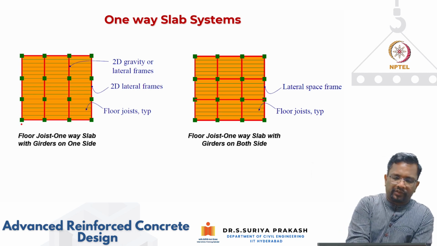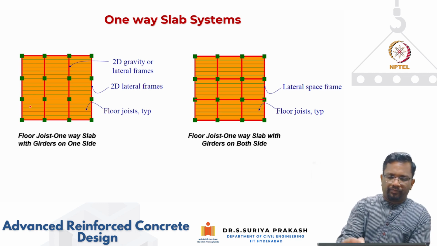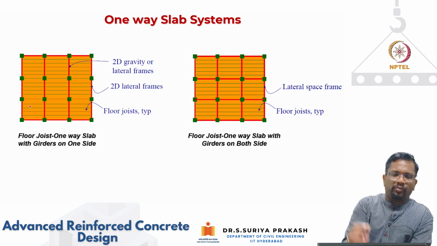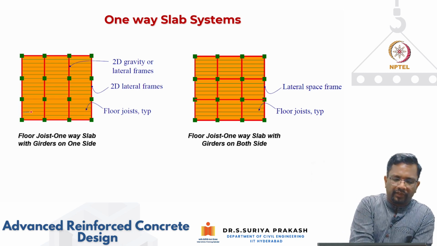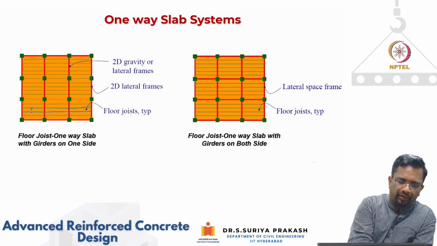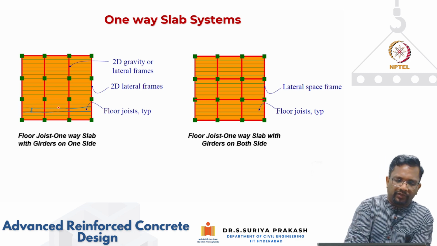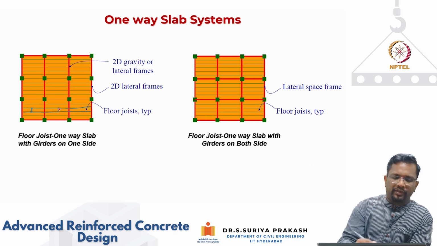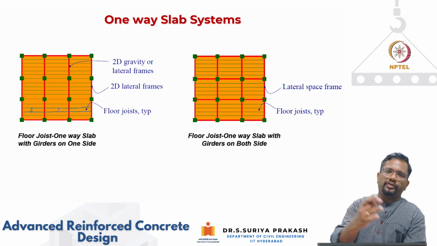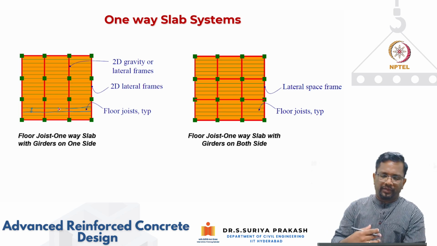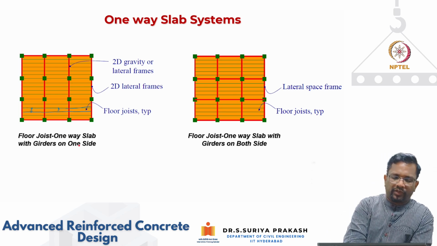Now, as we have discussed, you have a floor joist type. So these small lines that we are seeing here are basically your joists. Now, what is the span? The slab is going to basically run between these joists. So this is the direction of your slab in bending. Now, these joists have to be in turn supported by girders which run along the column line. Now you can see a floor joist one-way slab with girders on only one side.